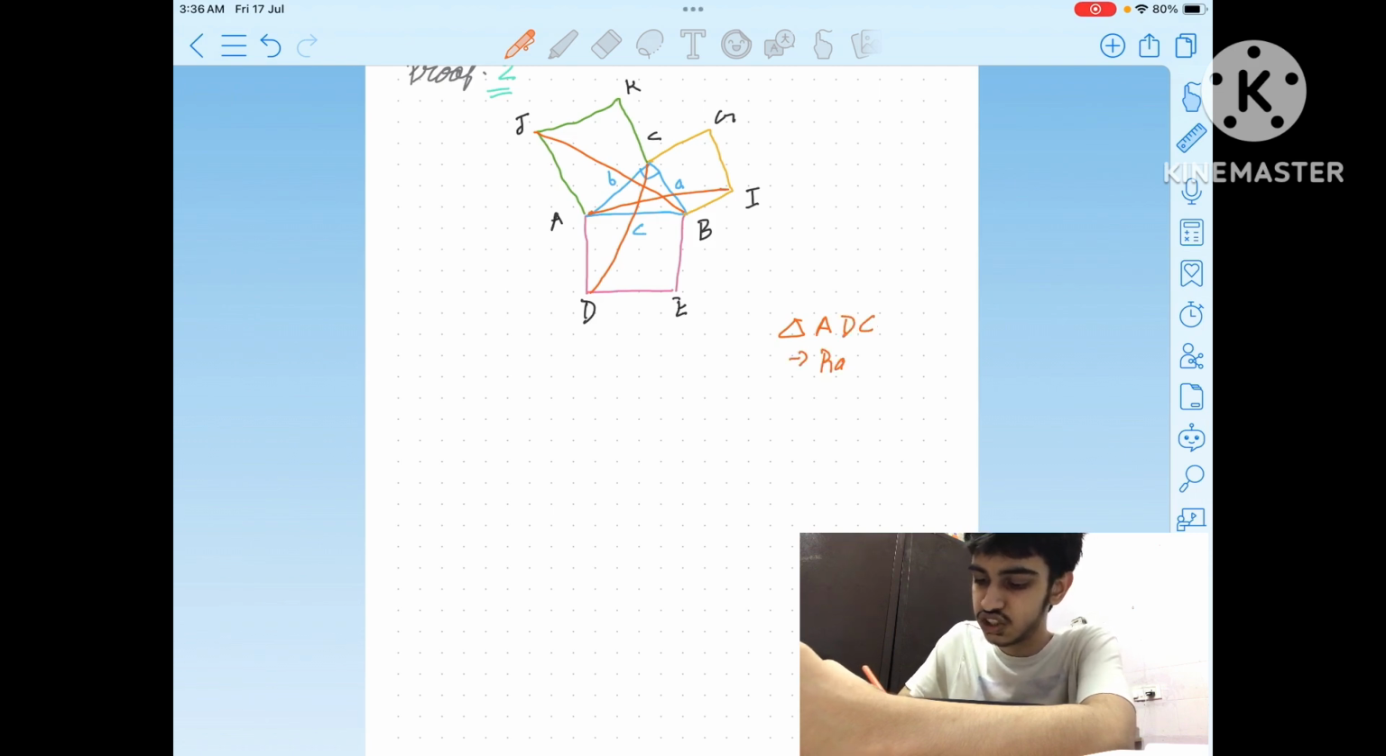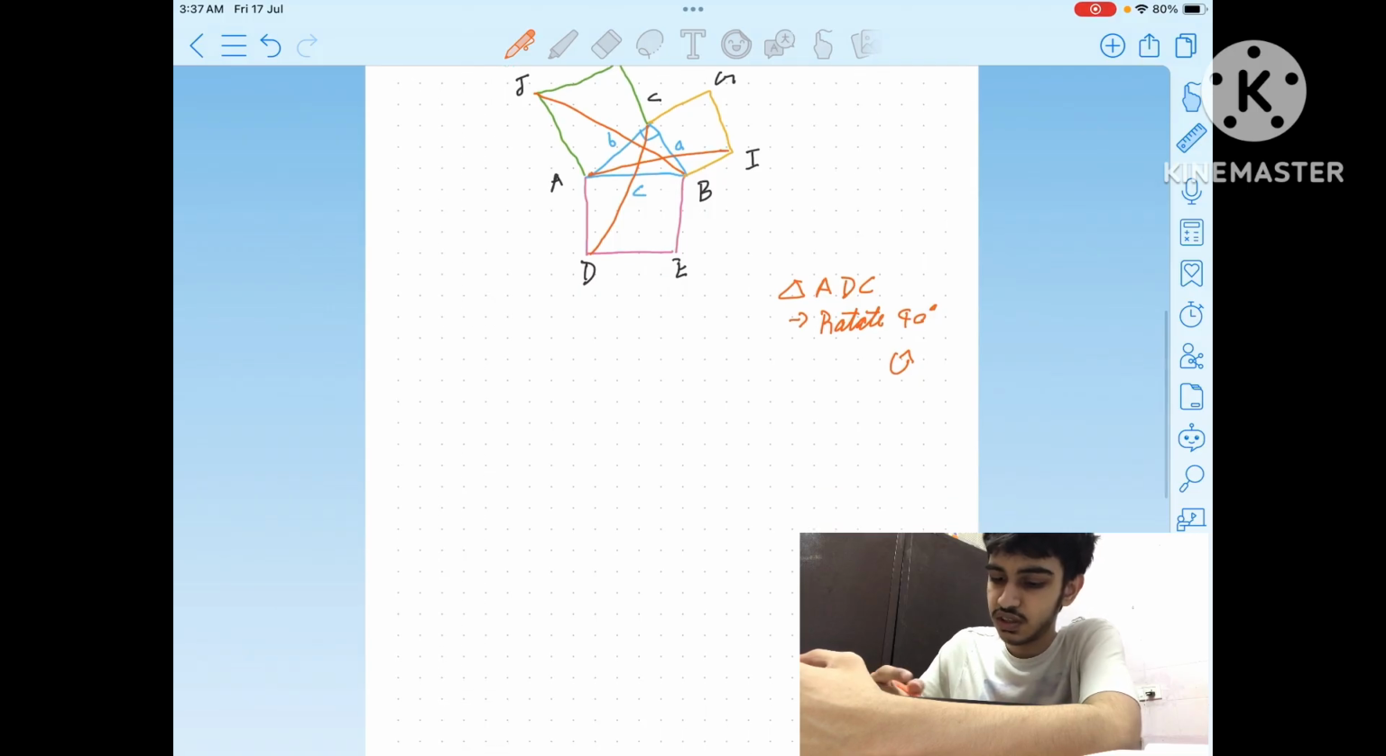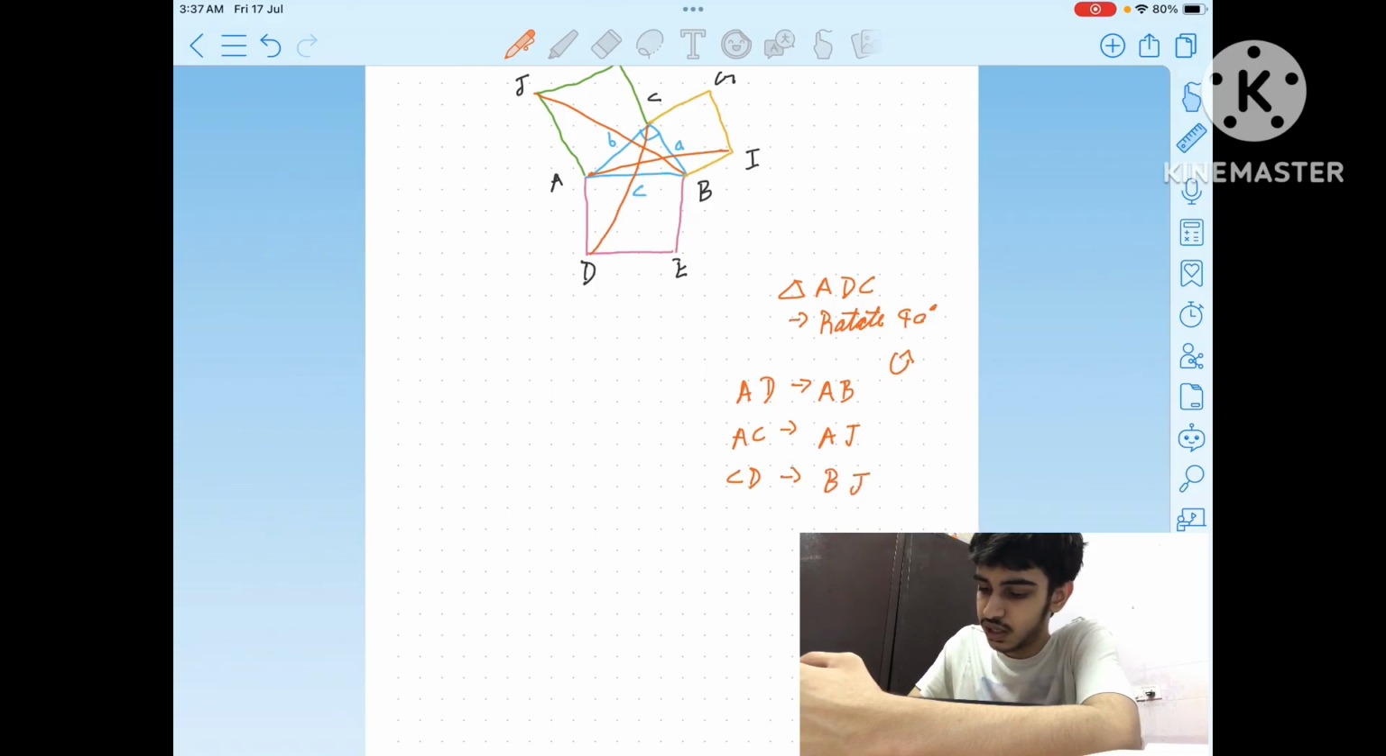If we just rotate this triangle by 90 degrees in the counterclockwise direction, we would get the same result as this, which I'm going to write: the side AD will become AB, the side AC will become AJ, and the most important one is side CD will become BJ, and all of these sides will be equal to one another, like CD will equal BJ. Let me create a box around it because it's important.